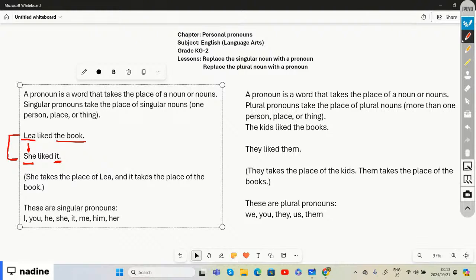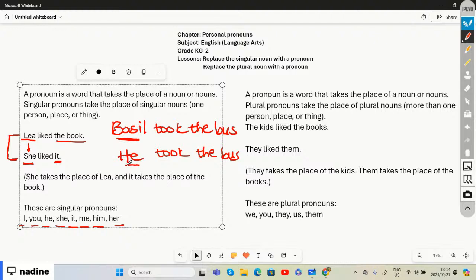No problem. These are singular pronouns, which refer to either one person, one place, or one thing. And we use words like I, you, he, she, it, me, him, or her. So let's say, for example, Basil took the bus. Instead of saying Basil, we can say he took the bus.